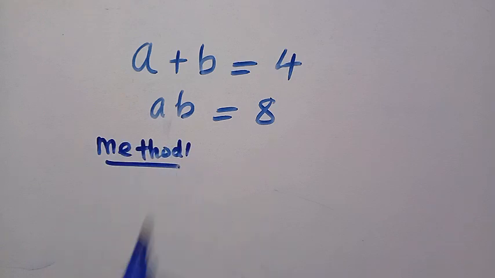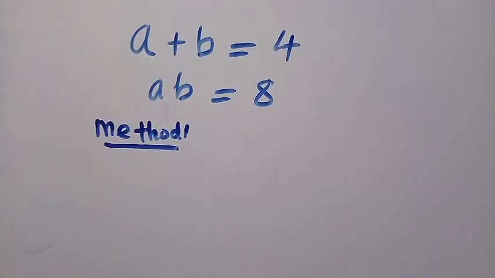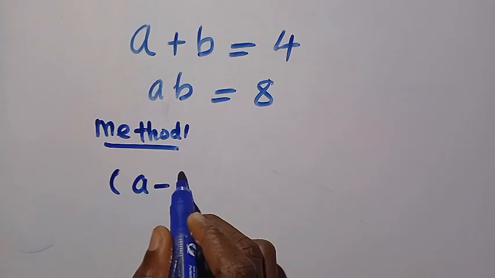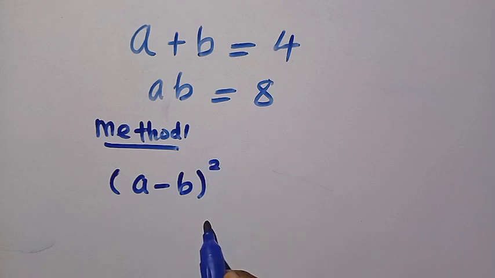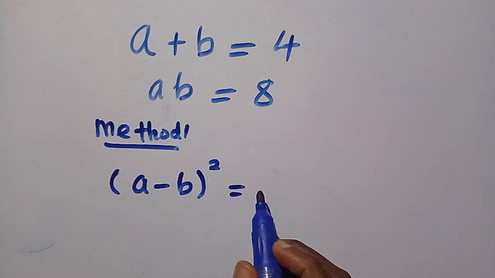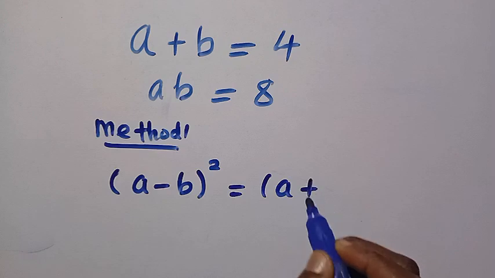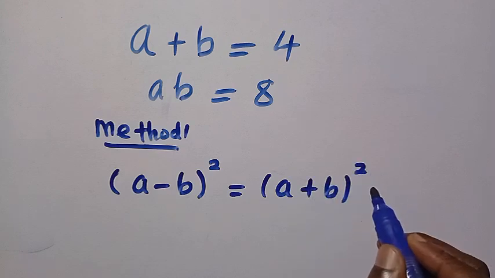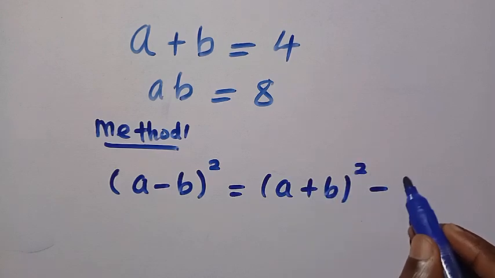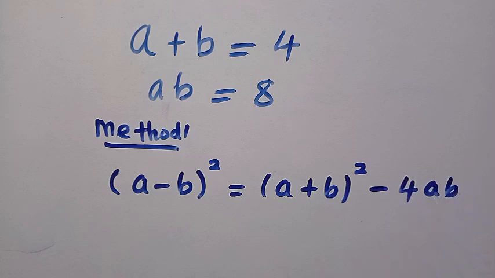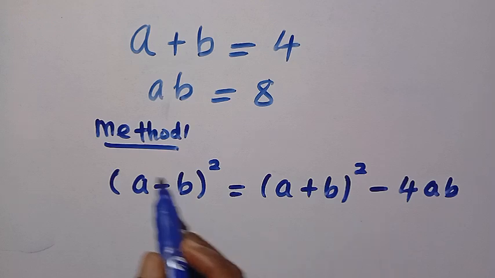For the first method, we have a plus b equals 4 and ab equals 8. Let's recall this identity: a minus b raised to the power of 2 is the same thing as a plus b raised to the power of 2 minus 4ab. Looking at these two sides, the two of them are the same. So expanding this, we are going to get what we have here.